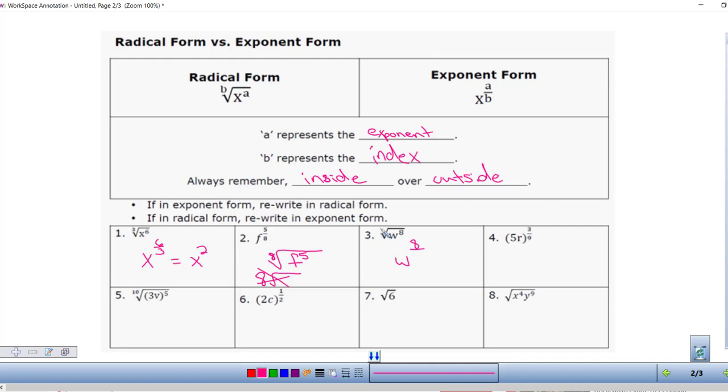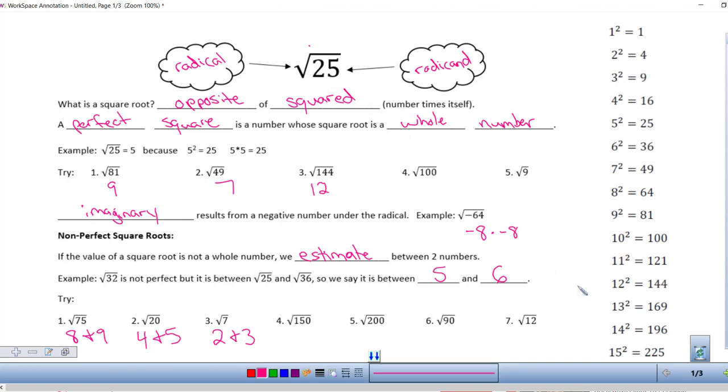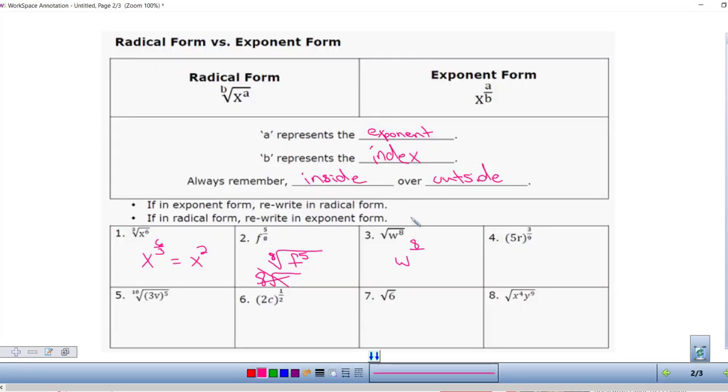So there's no outside number. That does not mean it's a 0, that does not mean it's a 1. We think back to what we did here with square roots. That means it's a 2. If there's no number on the outside, the index is a 2. Again, we could simplify this to W to the 4th, or we can leave it alone.